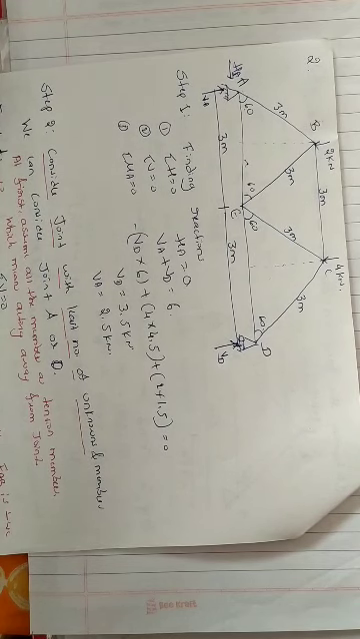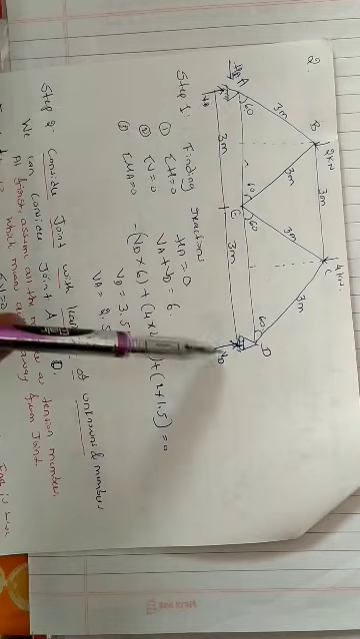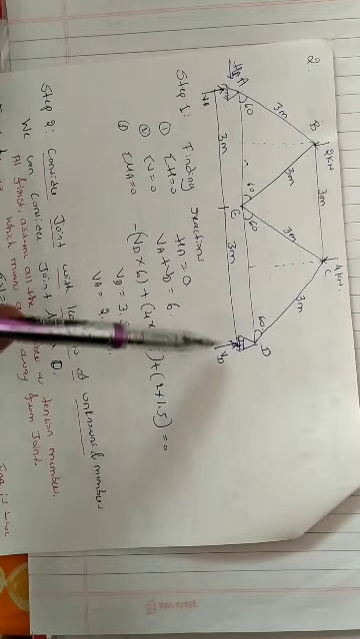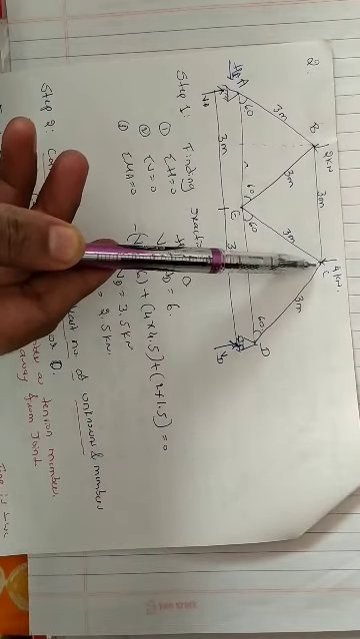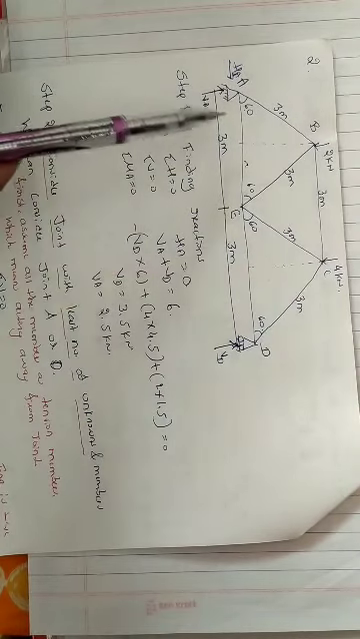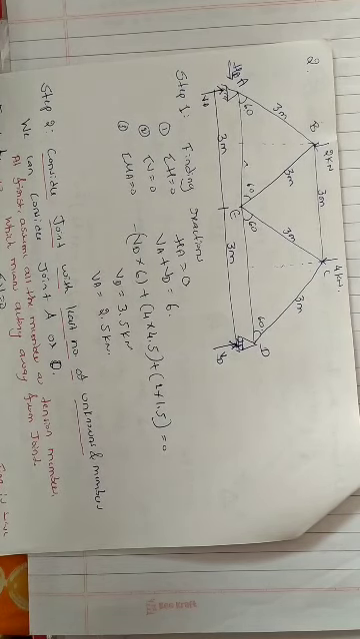Second condition, summation of vertical forces is equal to 0. So plus VA plus VD, because they are acting vertically upwards, minus 2 minus 4, that's equal to 0. That implies VA plus VD is equal to 6. Now third condition, moment about any point equal to 0. So I will consider moment about point A.